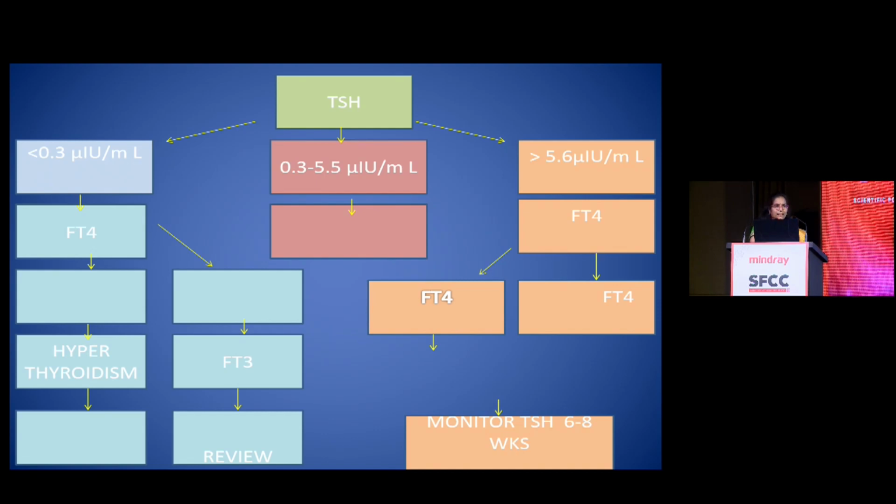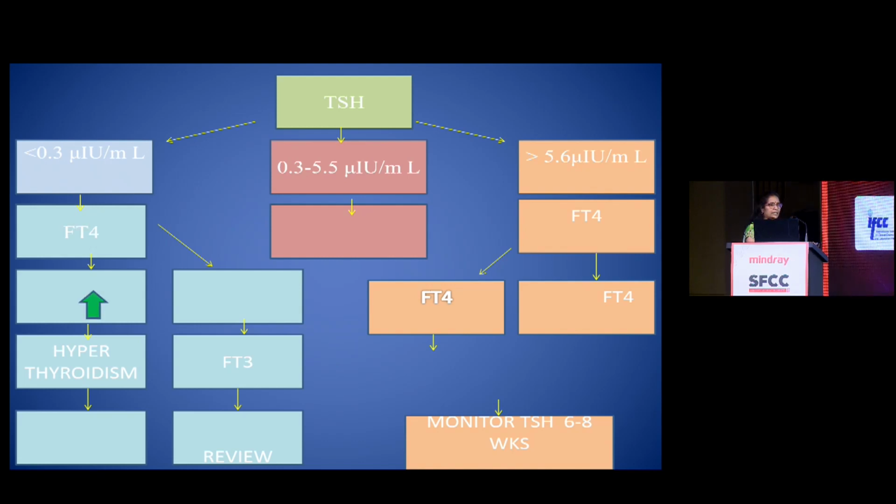So now coming to the algorithm, the first screening test we do for thyroid is TSH. When the values are between 0.3 and 5.5, it is normal. But if the value is less than 0.3, then we go for a free T4. And this free T4, if it is elevated, it is hyperthyroidism. And if it is normal, we do a free T3 and then review again.